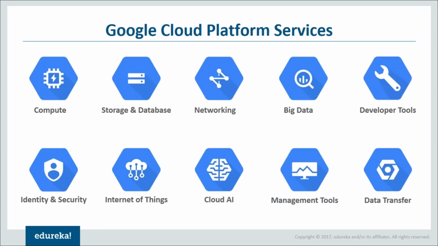Now, moving forward to the services offered by GCP. Here are the major services offered. We'll discuss each one of these features in detail later in the video, but let's have a look at these services first. Firstly, we have compute, storage and database service, networking, big data service, we have certain developer tools, identity and security, we have the Internet of Things, we have the Cloud AI, which is Google's machine learning service, and finally, we have the management tools and the data transfer tools.